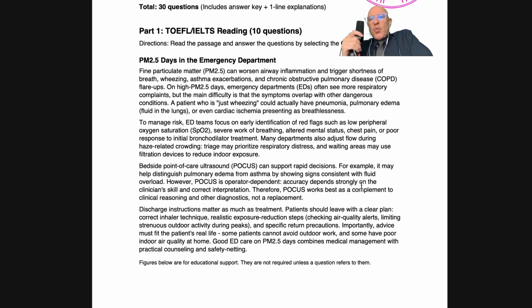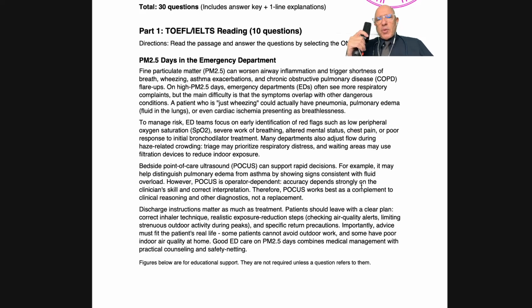A patient who is just wheezing could actually have pneumonia, pulmonary edema, or even cardiac ischemia presenting as breathlessness. To manage risk, ED teams focus on early identification of red flags such as low peripheral oxygen saturation, severe work of breathing, altered mental status, chest pain, or poor response to initial bronchodilator treatment.